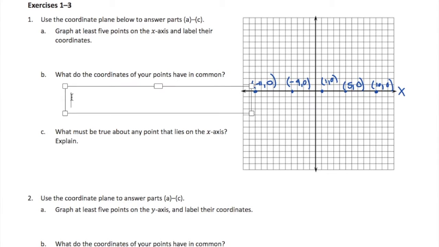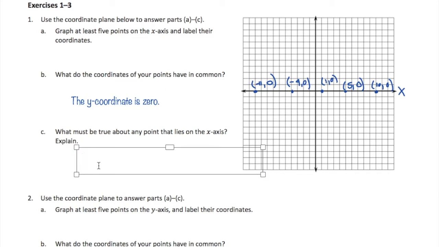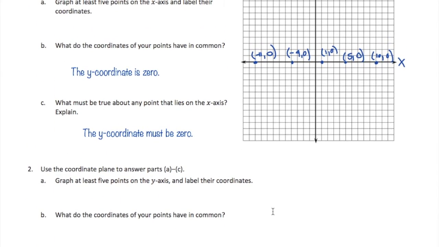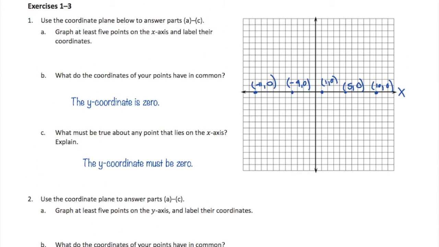So what's in common between all these points? The y-coordinate is 0 in every single one of them. It's not up or down at all. So it's a little bit redundant, but the y-coordinate must be 0 for points on the x-axis. Let's do the same thing now with the y-axis, find some points on that.